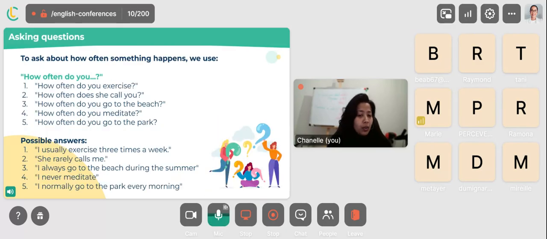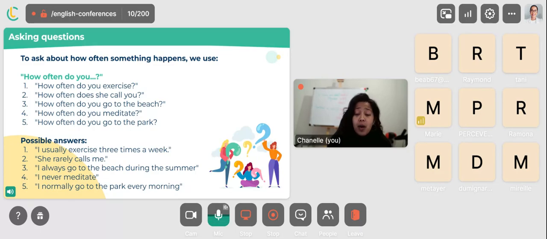When we are asking questions, we often use how often do you? Because we would like to know about the frequency, la fréquence, the frequency. So, how often do you exercise? How often does she call you? How often do you go to the beach? How often do you meditate? How often do you go to the park?